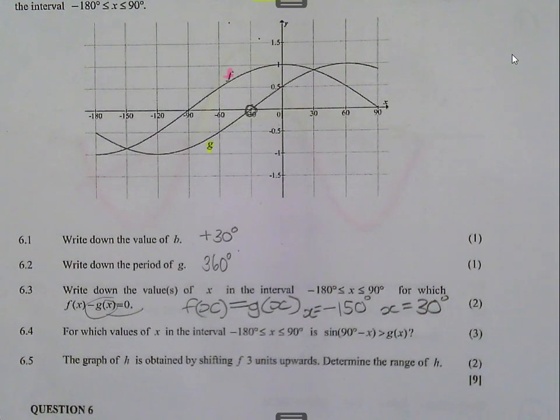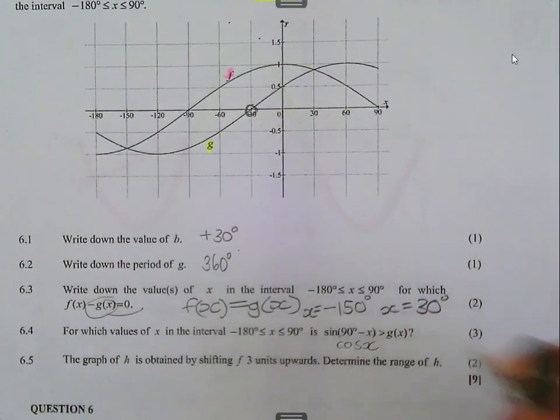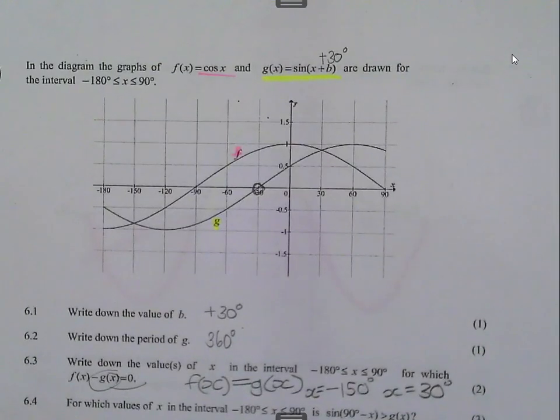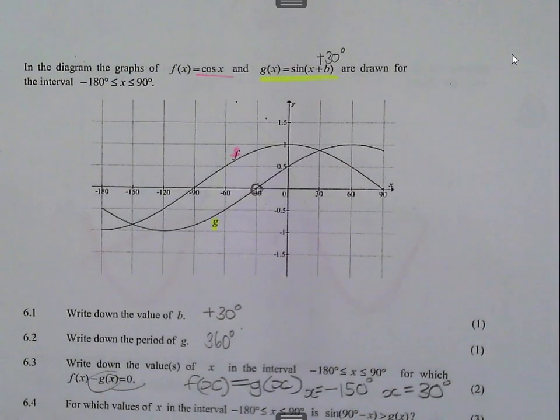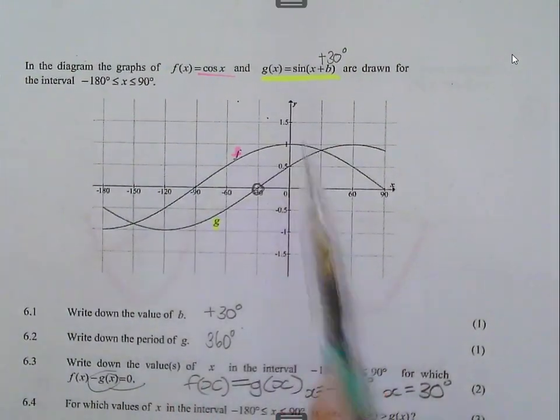I actually do. What is sin(90 minus x)? Cos x. What's f's equation? Cos x. So that is cos x. So they're actually just asking, where is f greater than g? Can you see on the graph where f is at the top of g? From 150 to 30.